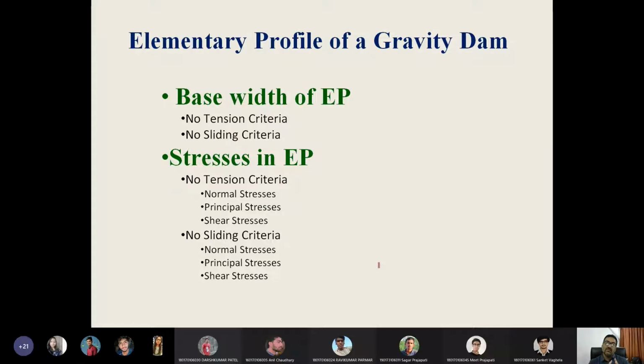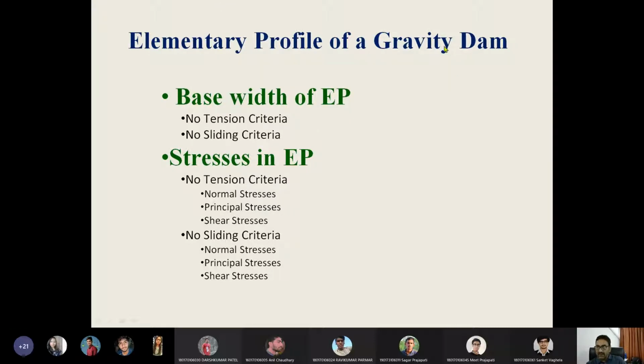Based on this, we are now going to design the elementary profile of a gravity dam. We have understood all the stresses taking place or existing in the dam section. Now, while designing the dam profile, what do we need?